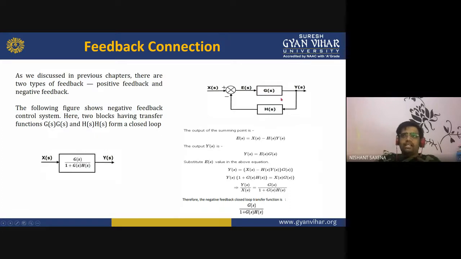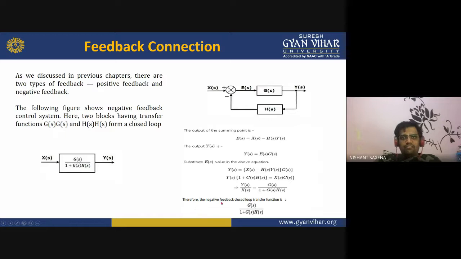Now this plant equation can be of various types that we will discuss in the later sections. Now, when you substitute this E(s), you will get Y(s) is equal to X(s) minus H(s) into Y(s), whole multiplied with G(s). So when I resolve this, I will get the ratio Y(s) and X(s), that is the output upon the input, which is called the net transfer function of this complete block. The net transfer function of this complete block will be equal to G(s) upon 1 plus G(s) into H(s).